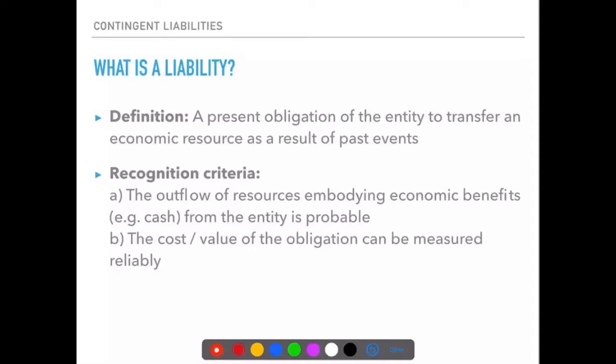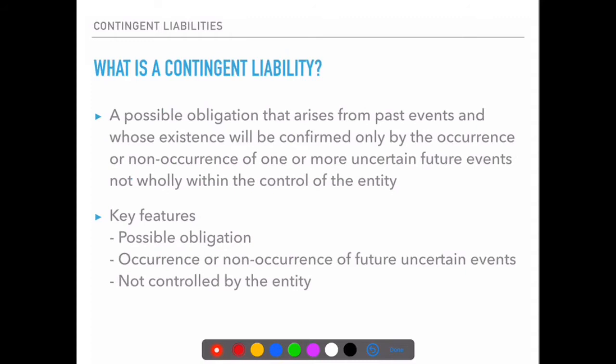The definition of a liability is a present obligation of the entity to transfer an economic resource as a result of past events. The recognition criteria is satisfied when outflow of resources is probable and the cost or value of the obligation can be measured reliably. Keeping that in mind, we'll now look at the definition of a contingent liability.